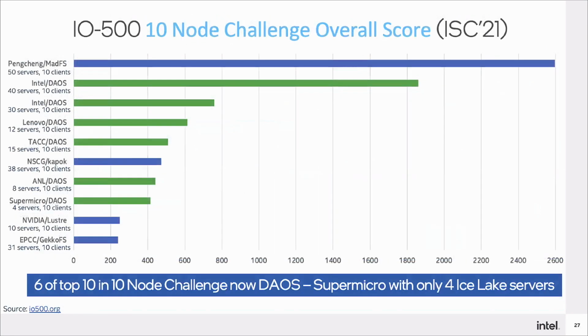Also, there is a 10-node challenge where everyone's limited to exactly 10 clients as well. Again, seeing strong presence of DAOS here. There's 6 of the top 10. One that we think is particularly neat as well is there is a Supermicro system here, and that's actually only 4 servers. This is an entry that has Ice Lake servers in it, not just clients.